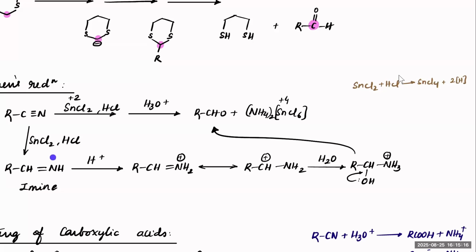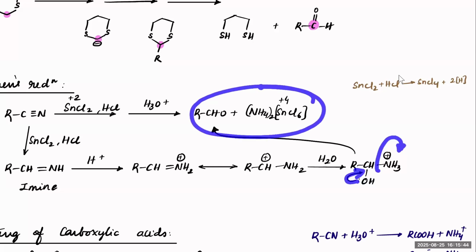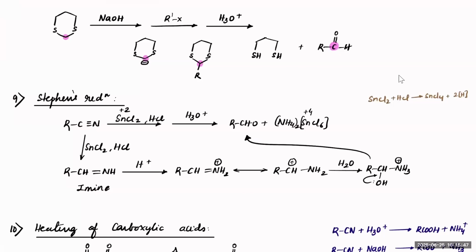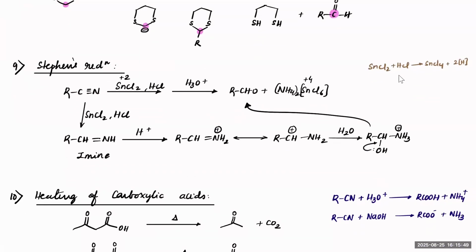So now once you get this imine form, that imine on hydrolysis will take this H plus from here. So we'll get this as NH2 plus, and that makes this carbon get a positive charge. So that's where water can attack. You will get this OH, and NH2 will take away the H plus from that OH, as this lone pair will push here and remove this ammonia. So that's how you will get this aldehyde form. This is called Stephen's reduction, specifically used for converting cyanides into aldehydes.